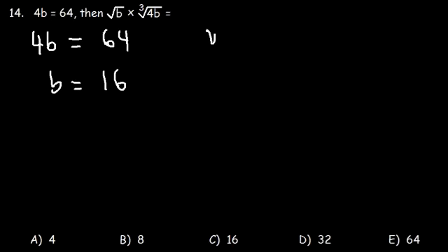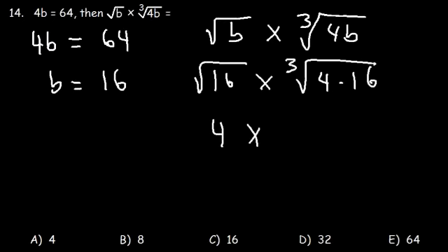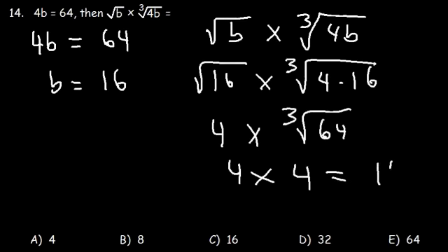So now we can find out what the value of this expression is equal to. So let's plug in 16 for b. The square root of 16 is 4, and the cube root of 64 is a number times a number times a number that equals 64, and that's 4. 4 times 4 times 4 is 64. And 4 times 4 is 16. So C is the correct answer for this problem.